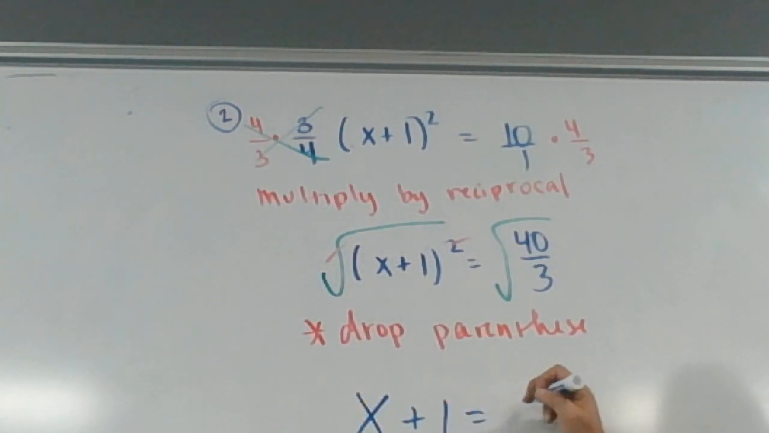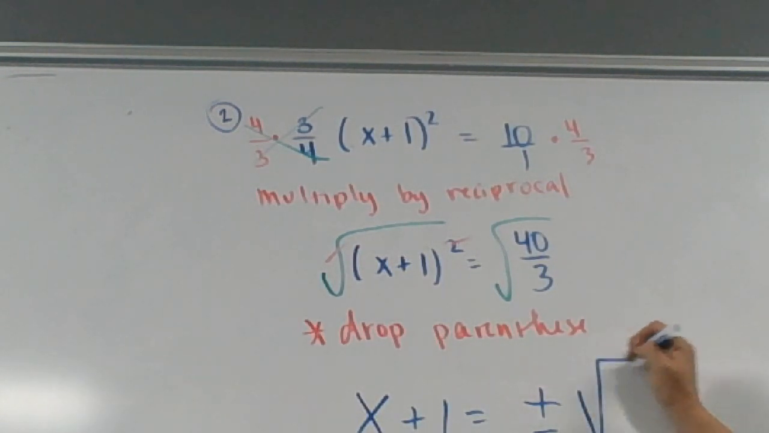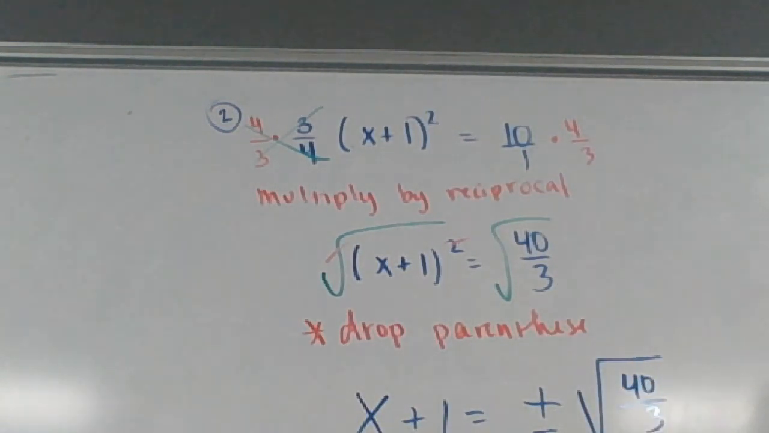I have x + 1 is plus or minus. As soon as I write the radical, I write the plus or minus sign. Plus or minus the square root of 40 over 3. And then one last move to get x alone, minus the 1. But I can't minus the 1 from this because it's in a square root bar, so it takes a minute to get used to, but you put that number in front of the plus or minus. It's a -1, and it's a positive or negative square root of 40 over 3.